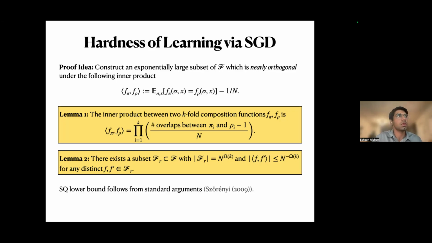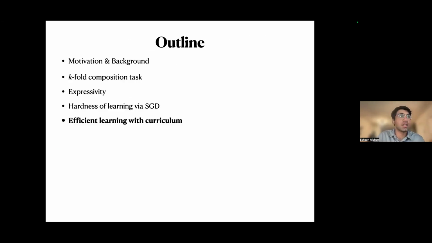Okay, great. So we've now shown that transformers can express this task, but learning via SGD is hard. So what can we do to get around this? Well, in our lower bound, we showed that learning from samples of the k-fold composition alone, i.e. only seeing sigma and then the output of the entire composition, learning the pi from this is difficult. However, training on easier examples of k prime fold data for k prime less than k, commonly known as curriculum learning, can indeed lead to efficient learning.